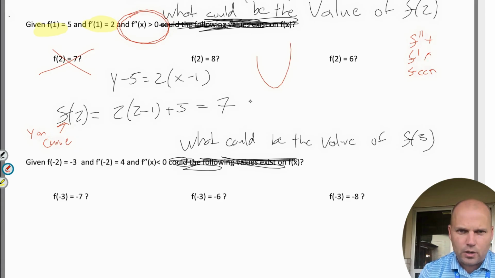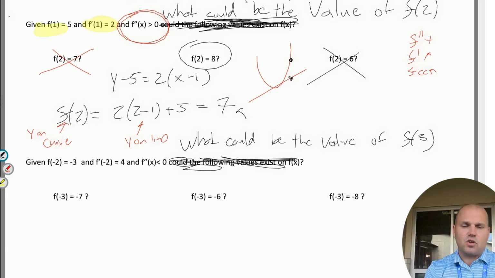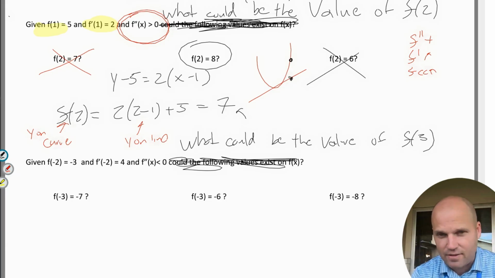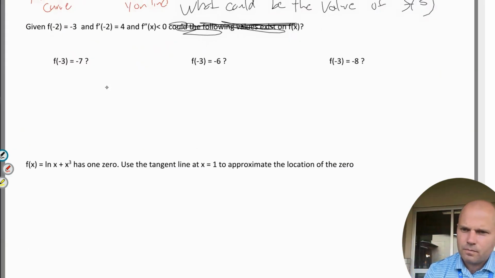If you are curving upward, your y's on your line will be below the y on the curve. This 7 is below the actual value. So f of 2, could it be 6? No, because 7 is below the actual value. The actual value could be 8. But it can't be 7 and it can't be 6. Got it? I hope we understood that from class. I think you did. I did a better job teaching it.